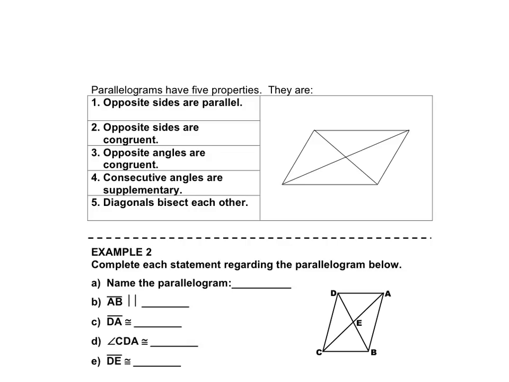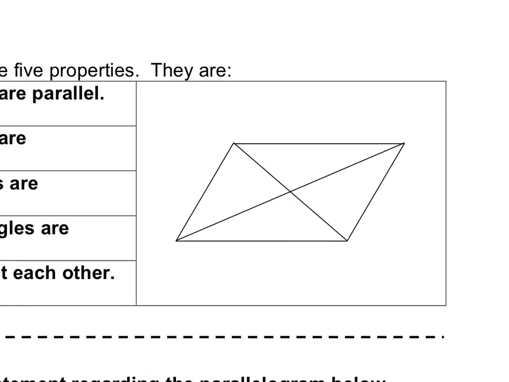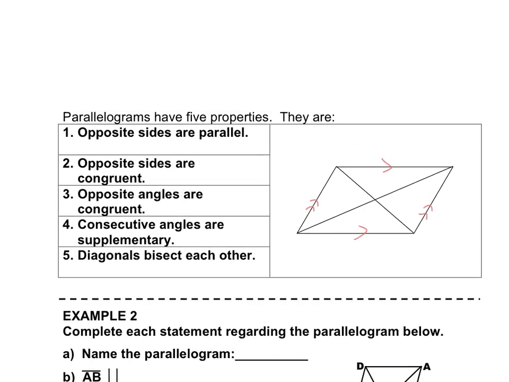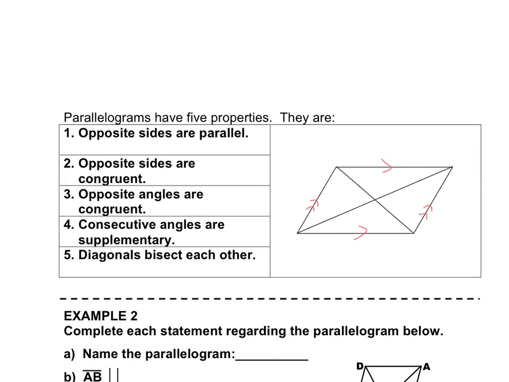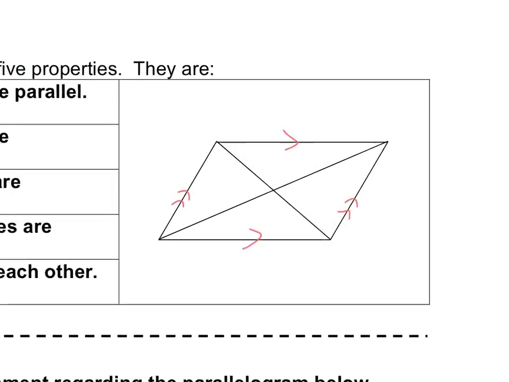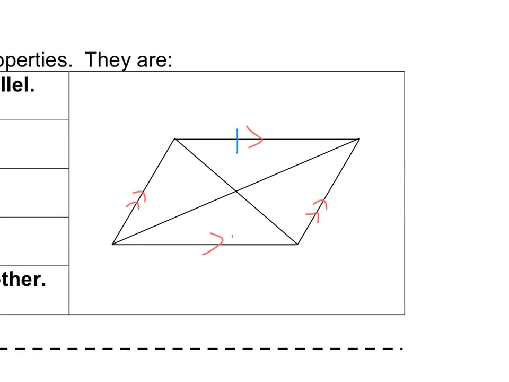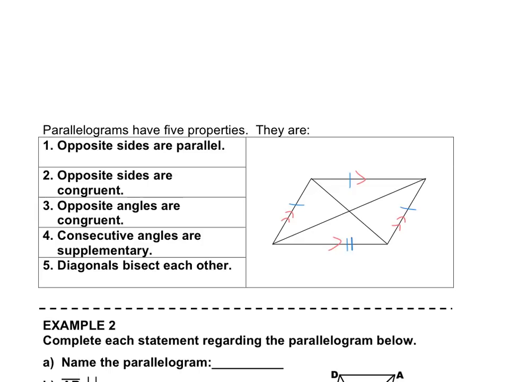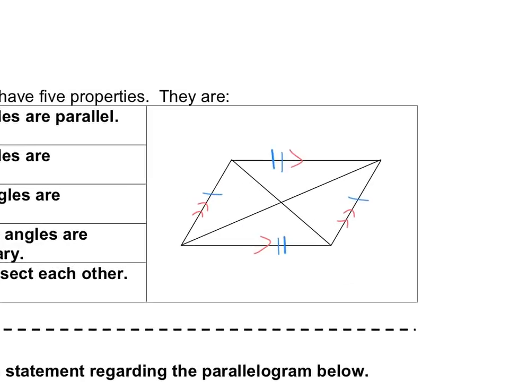The parallelograms have 5 properties, and we already know some of them. Opposite sides are parallel. So I know that this side is parallel to that one, and this side is parallel to that one. We already knew that one. We also have that opposite sides are congruent, kind of like when we have squares and rectangles. So this side is congruent to that side, and this side is congruent to that side. I guess I'm going to put the double lines there to differentiate. Sorry about that, guys.